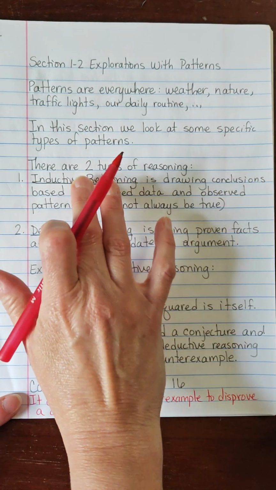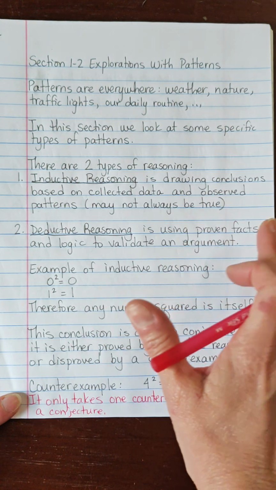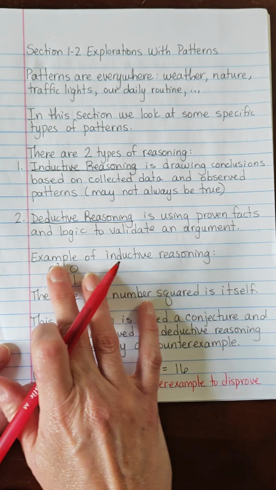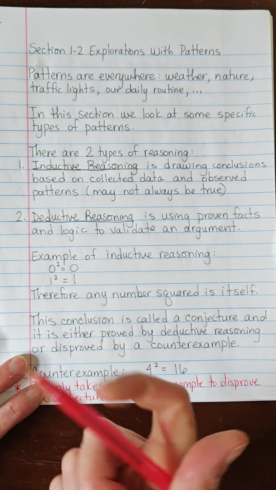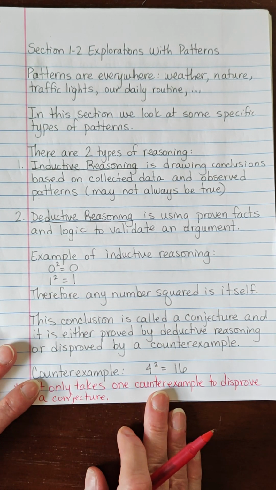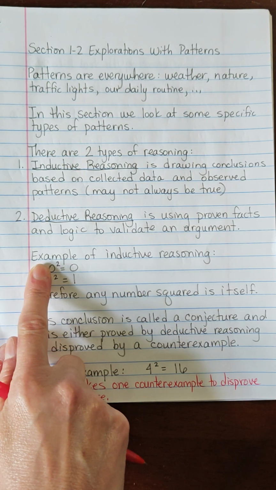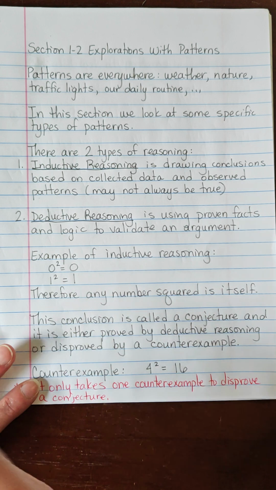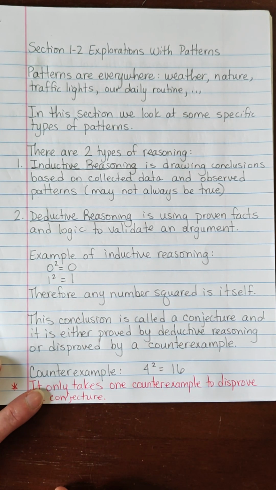Okay? Now, let's go back to inductive reasoning because we said you're drawing conclusions based on this data and observed patterns. Let's say that you look at 0 squared and you're like, okay, 0 squared is 0. 1 squared is 1. And you stop right there and you say, hey, any number squared is itself. You collected some data, you observed a pattern, and you drew a conclusion. Now, we know this conclusion is wrong, okay?